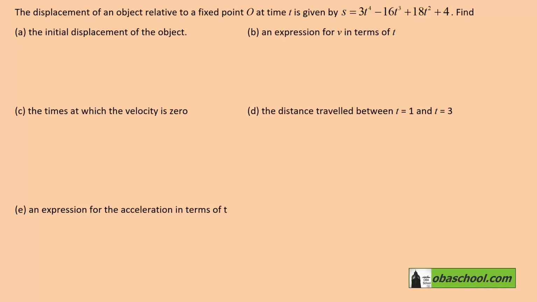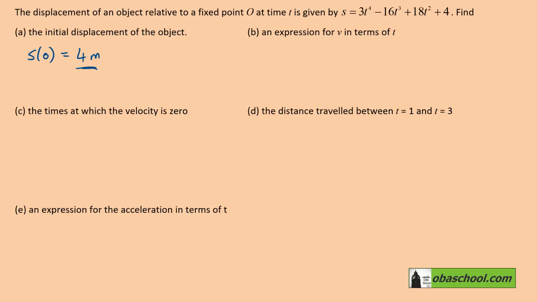The displacement of an object relative to a fixed point O at time t is given by s = 3t^4 - 16t^3 + 18t^2 + 4. Find the initial displacement of the object. So s(0) is just going to be 0 - 0 + 0 + 4, so 4 meters.